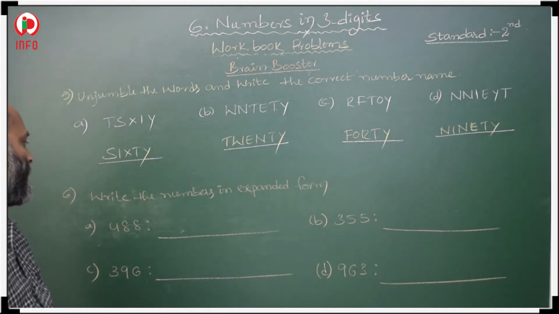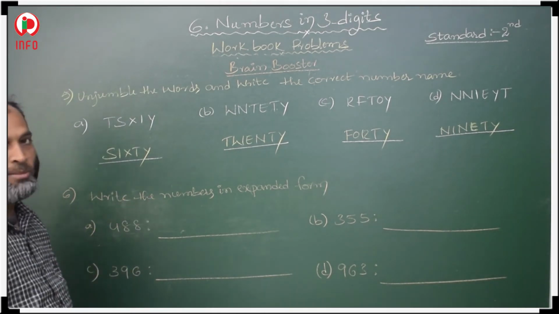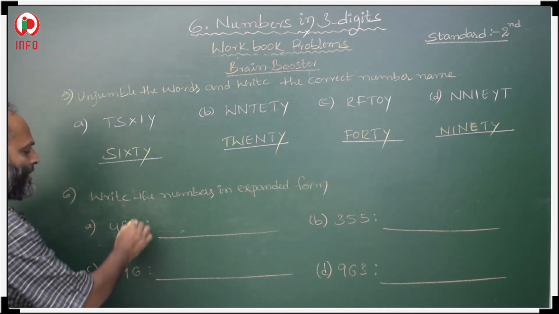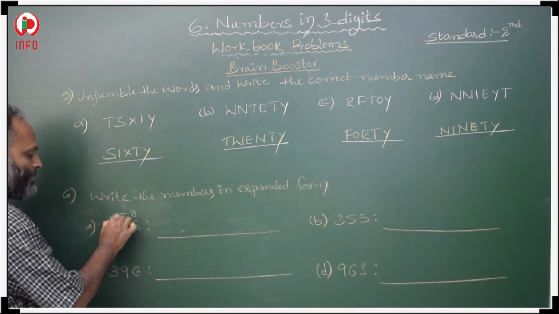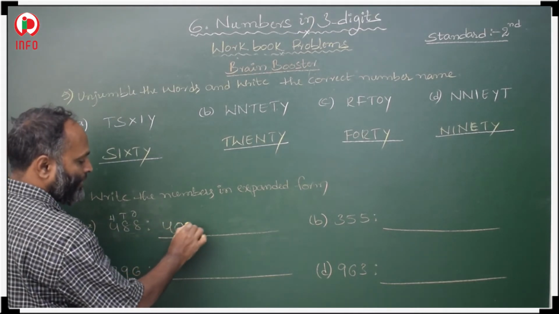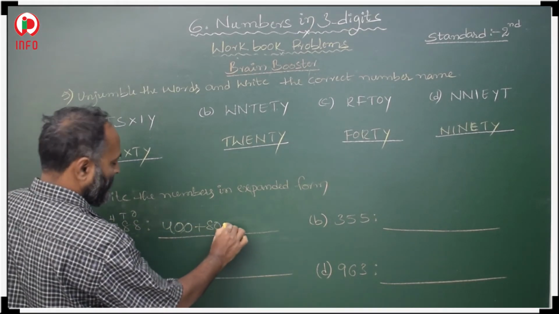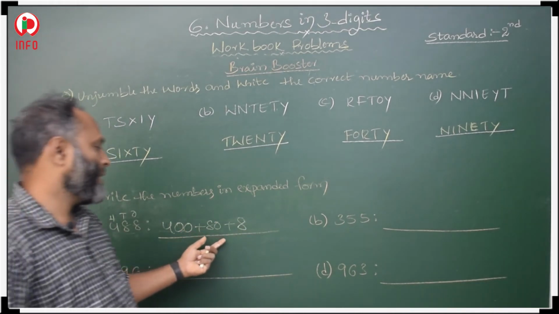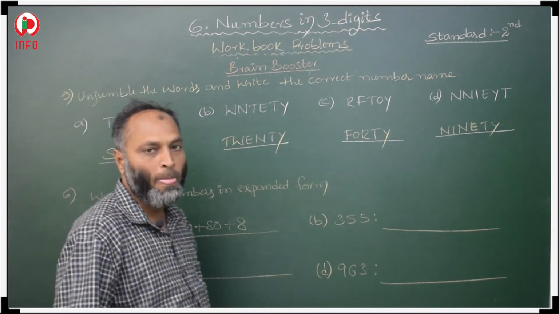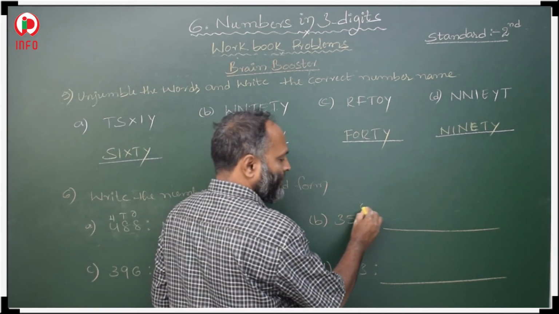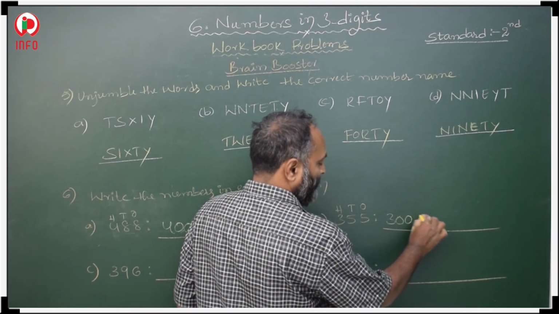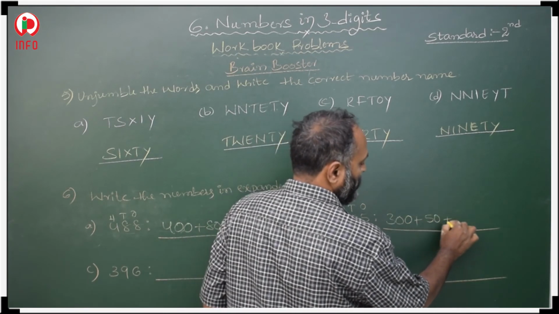Now write the numbers in expanded form. 488. This is ones place, tens place, hundreds. 4 is in the hundreds place, 400. 8 is in the tens place, 80, and 8 is in the ones place, 8. So 400 plus 80 plus 8. Okay. 355. 3 is in the hundreds place, 300. 5 is in the tens place, 50, and 5 is in the ones place, 5.